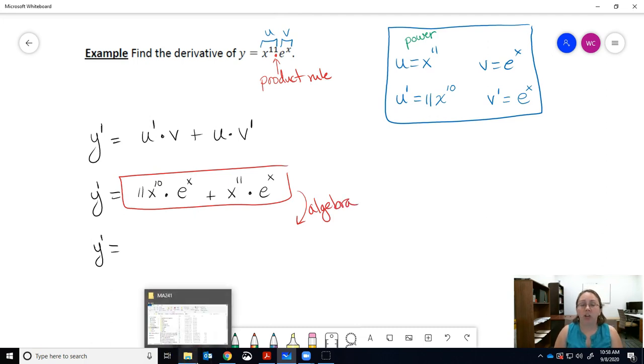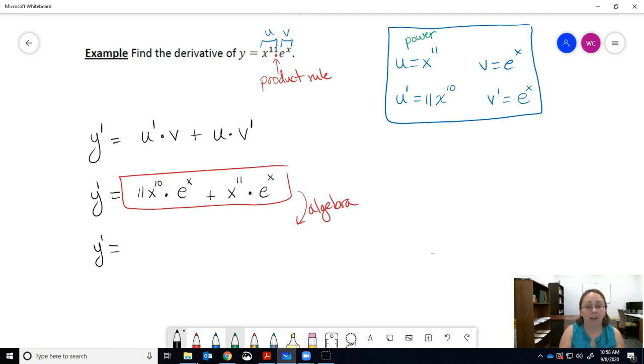I want you to look at this. Is there any algebra you see that you can do to rewrite this problem? When I look at this, I see two terms. 1, 2. What do they have in common? Well, they both have x's. Take the smallest power. That's how many you can pull out. So x to the 10 could come out.